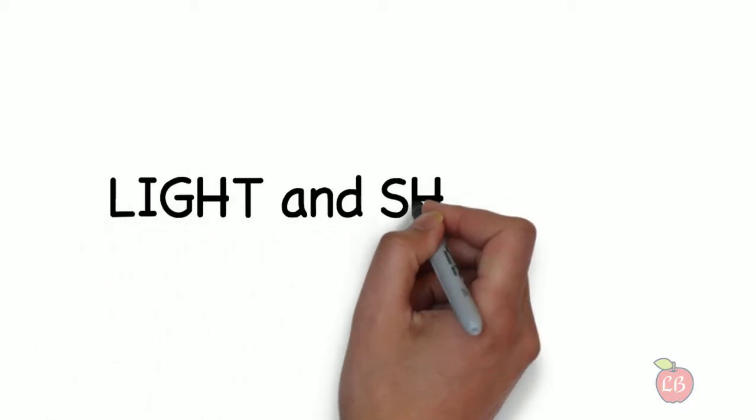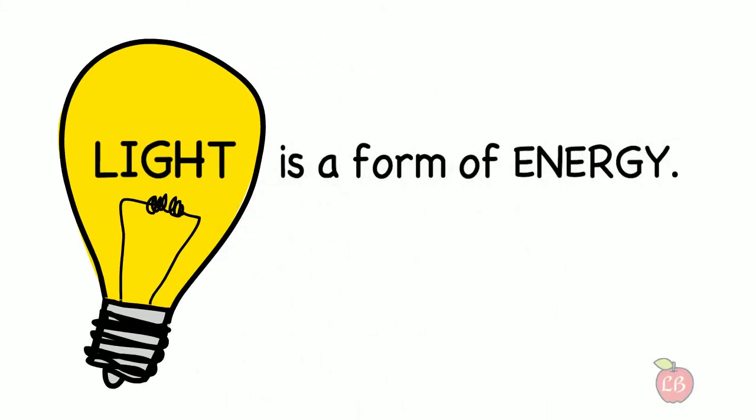Light and shadows. What is light? Light is a form of energy.